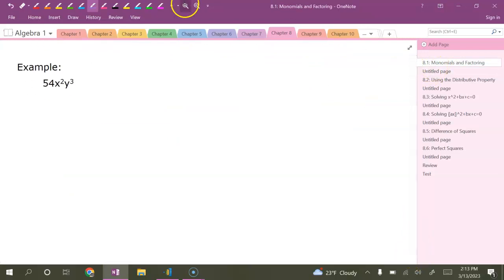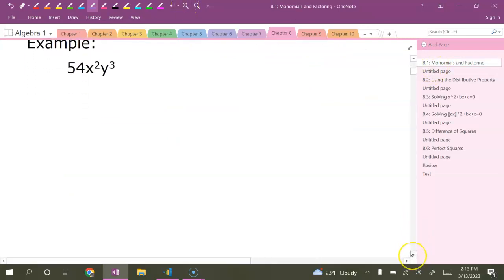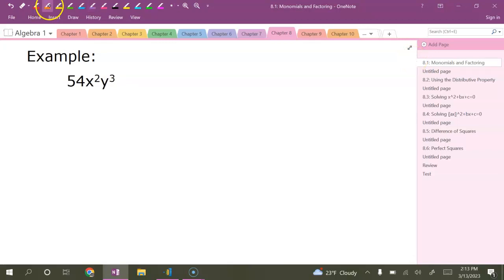We're going to start with this first one. I'm going to show you how this works. We've got 54 x squared y to the third. I'm going to start by breaking my number 54 down. Now you could do this lots of different ways. There are several different sets of numbers that you can multiply together to get 54. Sometimes students think about 2 and 27. Other students might think of a different combination like 3 and 18. One that I think of right away is 9 and 6. But if you use a different combination of numbers, it's not a big deal.